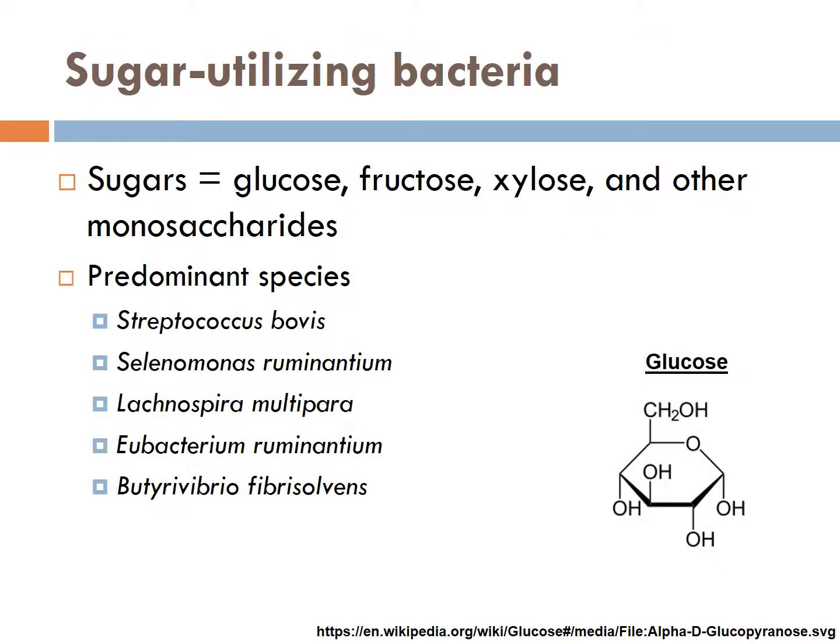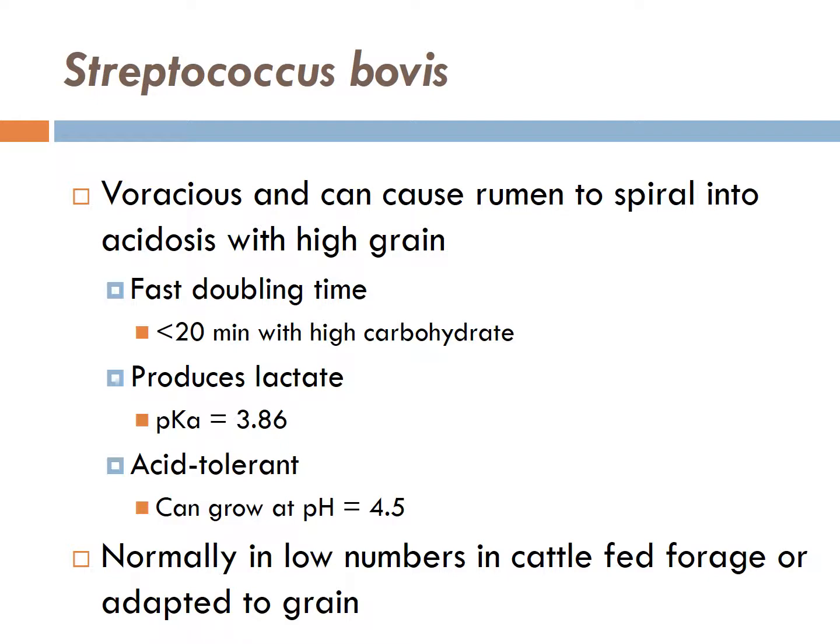The sugar-utilizing bacteria use glucose, fructose, xylose, and other monosaccharides, which are normally present in low concentrations in the rumen, but can be there nonetheless. The predominant species include Streptococcus bovis, Selenomonas ruminantium, Lachnospira multiparus, Eubacterium ruminantium, and Butyrivibrio fibrisolvens. We already talked about Streptococcus bovis, but I want to revisit it and talk about its role in acidosis.